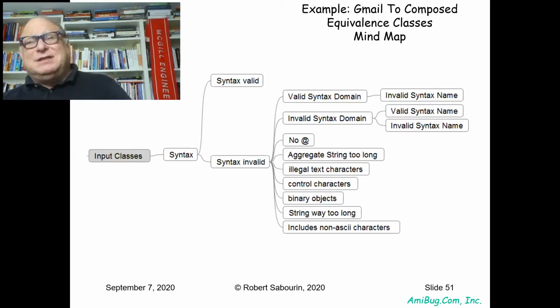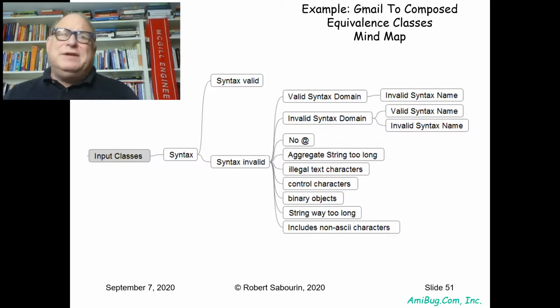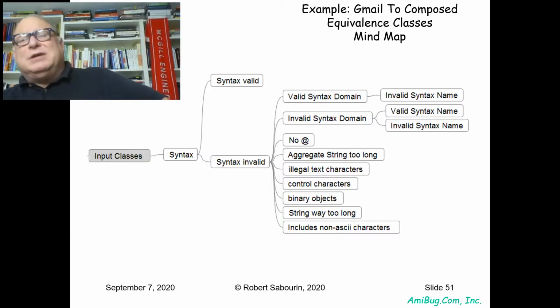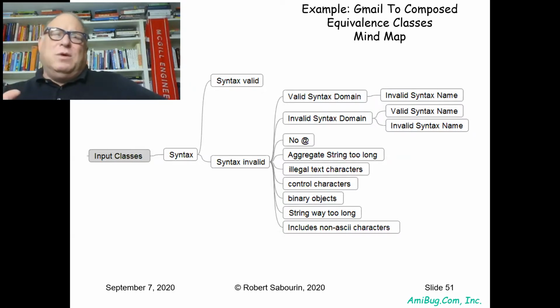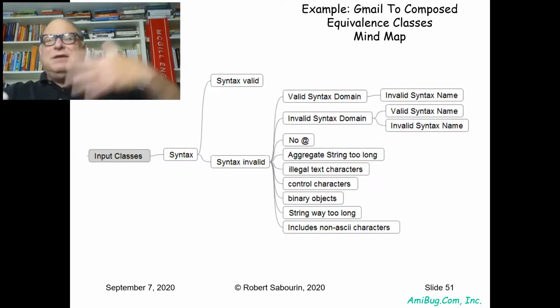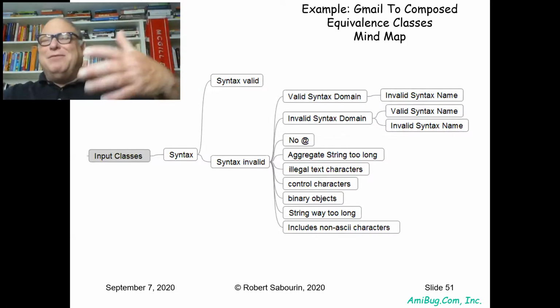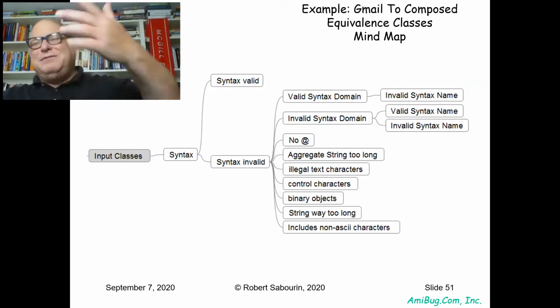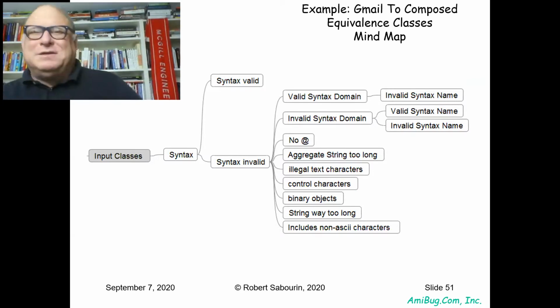Input classes for syntax. There's a lot of interesting ways to analyze syntax of emails. Indeed, you can create syntax diagrams and look for things that violate the syntax diagrams if you want. I just broke it down here in terms of a simple mind map, saying, well, one is a valid syntax. So whatever that is, there's valid. And one is invalid syntax. And invalid, well, we have the possibility of a valid domain but an invalid name, or an invalid domain but a valid name, and an invalid name with an invalid domain. So you have those three possibilities.